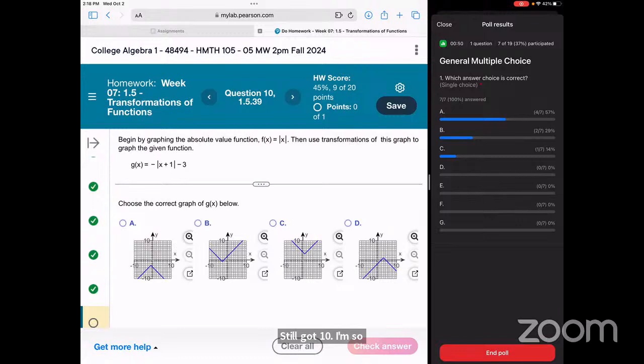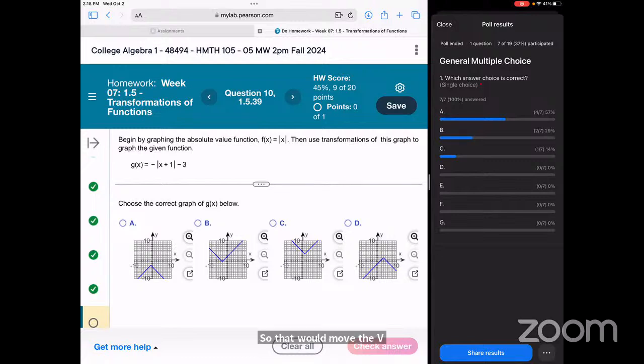Okay, so the majority of people think it's A. Interesting. I got a few for B and C. Let's talk about these transformations, right? If we're starting with absolute value, normally absolute value is a V with the vertex at the origin. The first transformation that we would consider is the +1 on the inside. That would move the V to the left by 1, okay?